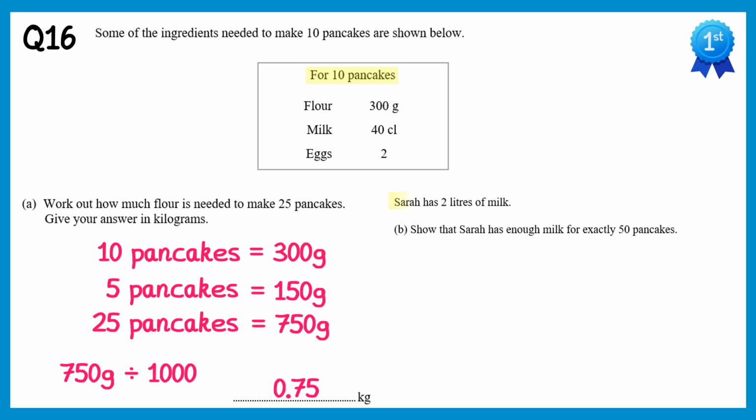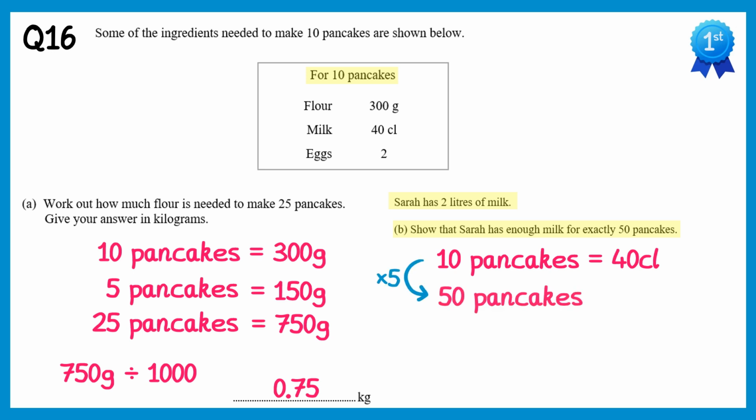For part B of this question, we're told that Sarah has 2 litres of milk, and we need to show she has enough milk for exactly 50 pancakes. So for 10 pancakes, you require 40 centilitres of milk. So for 50 pancakes, we'll need 5 times as much, since 10 times 5 is 50, and then we do 40 times 5, which is 200 centilitres of milk.